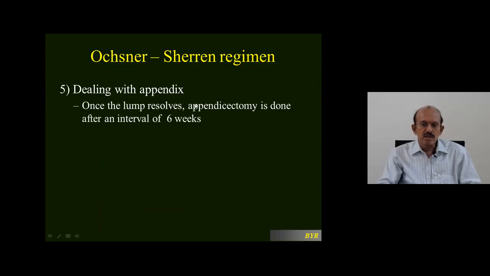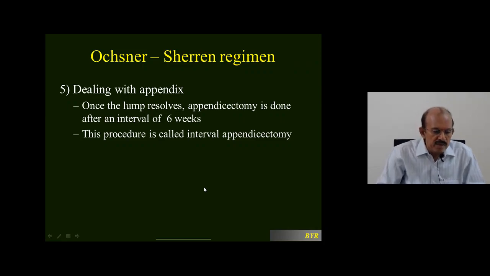Once the lump resolves, appendectomy is done after an interval of 6 weeks. So we are doing surgery after an interval of 6 weeks. That is why this particular procedure is called interval appendectomy.